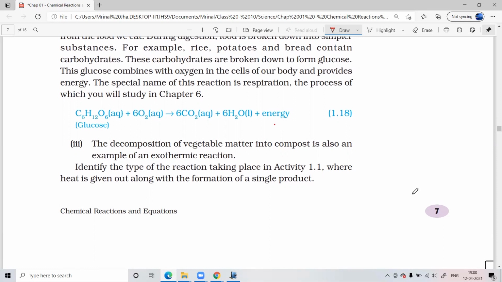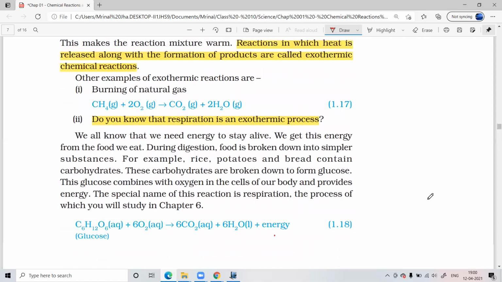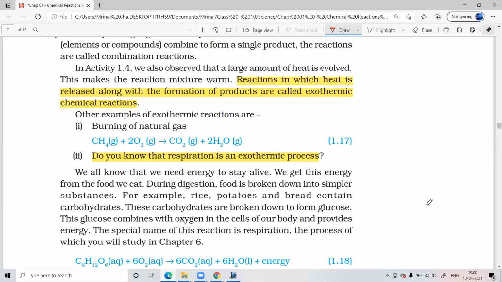The decomposition of vegetable matter into compost is also an example of exothermic reaction. Identify the type of reaction taking place in activity 1.1, where heat is given out along with the formation of a single product. Okay, so what are the examples we saw? Decomposition. No, stop there. Decomposition we'll see in the next class tomorrow, okay?